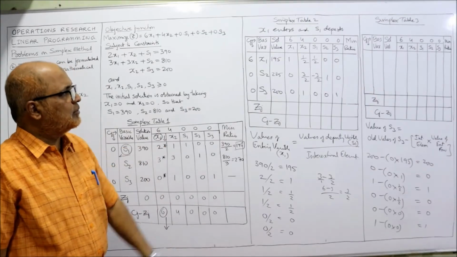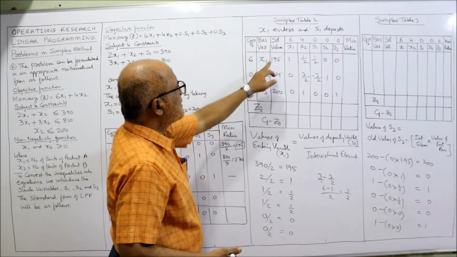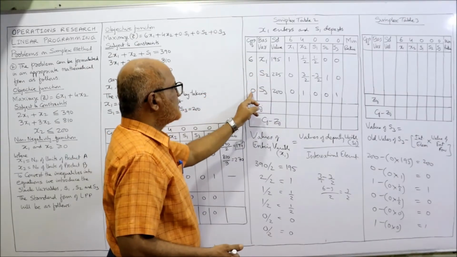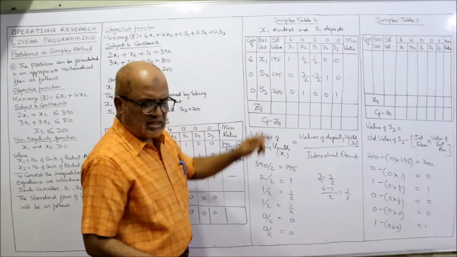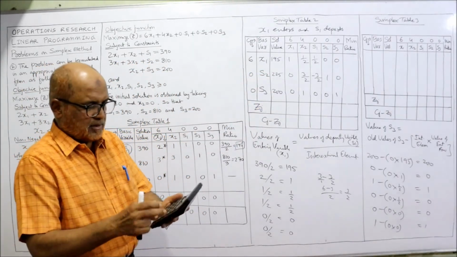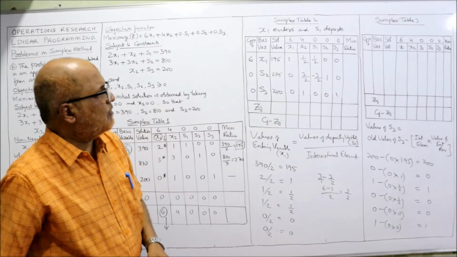Now the ZJ value. Multiply 6 into 195 plus 0 into 225 plus 0 into 200. When you multiply by 0, it will become 0. So only 6 into 195. So 195 into 6 will become 1170.